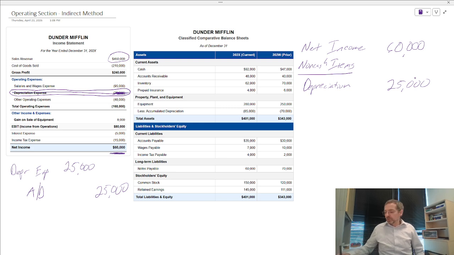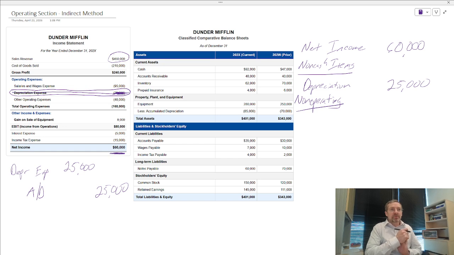The next thing we're going to look at are the non-operating things. The income statement encompasses both operating and non-operating items, so our day-to-day stuff and the stuff that happens occasionally. In the operating section on the statement of cash flows, we want to isolate just our day-to-day stuff.